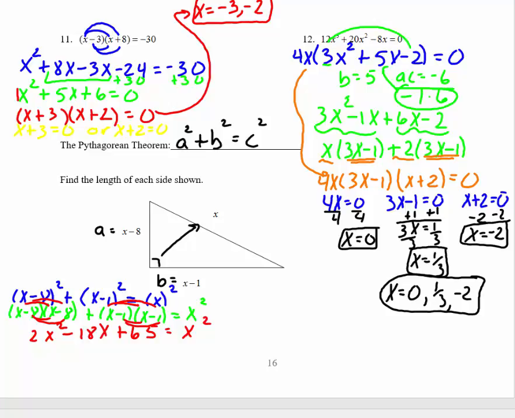We definitely want to make it equal to 0, so we're going to need to subtract the x squared over to the other side. So 2x squared minus x squared is just going to be x squared. So we get x squared minus 18x plus 65 equaling 0. So at this point, we do need to know how to factor. Factors of 65 add up to negative 18.